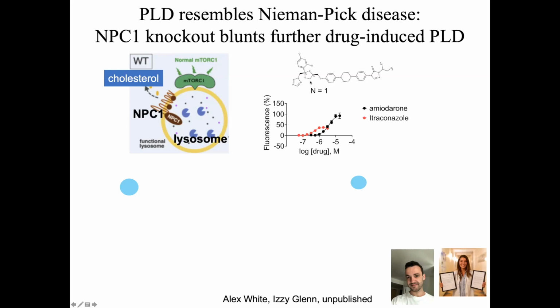He noticed two things. One is that there's a cryo-structure of the Niemann-Pick protein, NPC1, bound to the drug itraconazole. And itraconazole is not a CAD. It's not cationic at physiological pH. It's greasy enough, but it's not cationic. Nevertheless, as predicted, it does induce phospholipidosis.